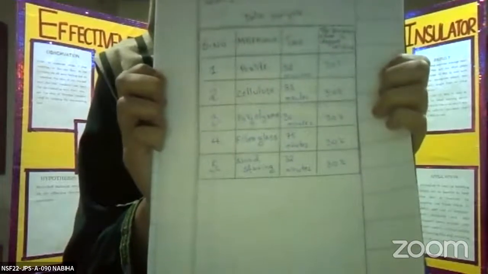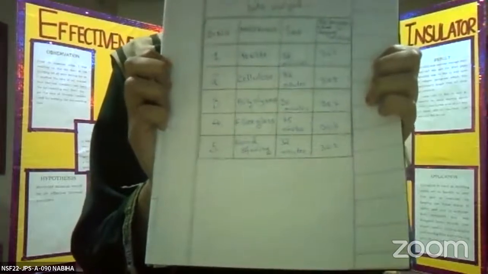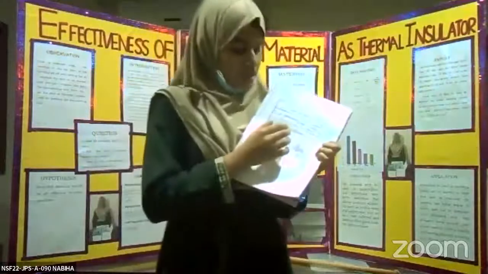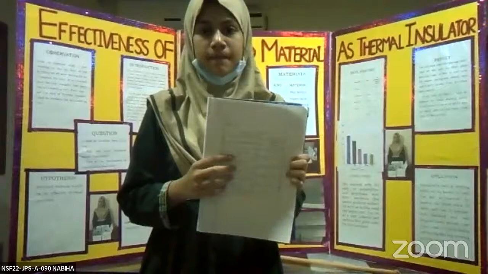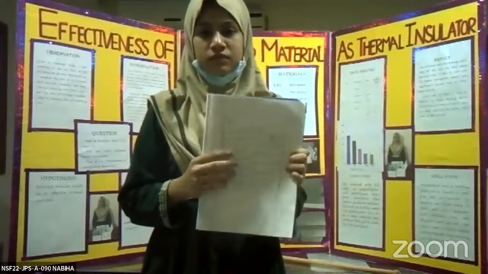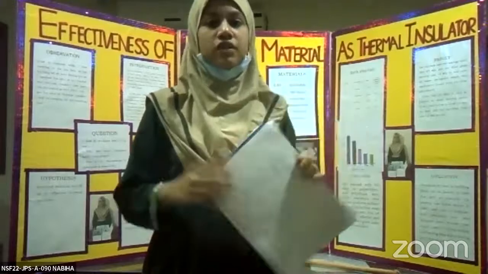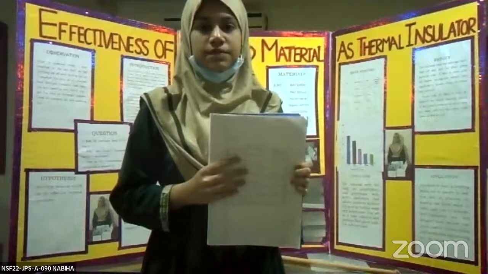Yeah. How did you say the effectiveness of the materials using this table? Because by temperature, how much time the material took to cool. Okay. If the material took the time to cool and it also traps the heat in the same time, it is known as a thermal insulator.